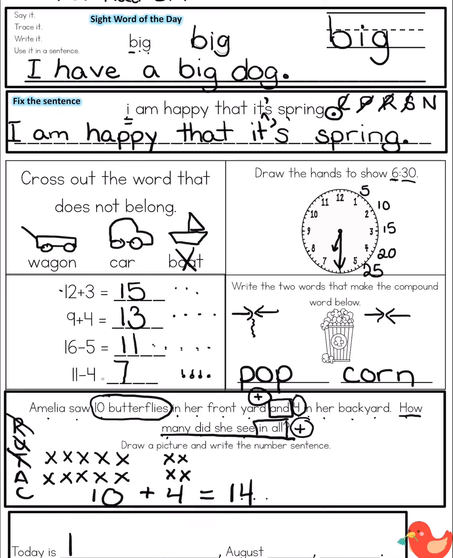So today is Monday. Ooh, I forgot that I attacked it and I checked it. I checked it by counting my X's. 1, 2, 3, 4, 5, 6, 7, 8, 9, 10, 11, 12, 13, 14. Today is Monday, and it is August 24th, 2020. And that is our morning work for today.